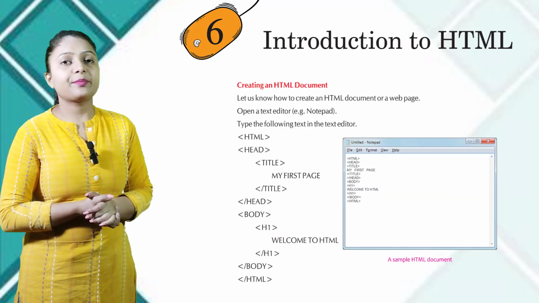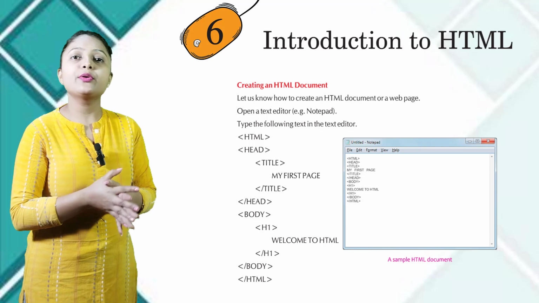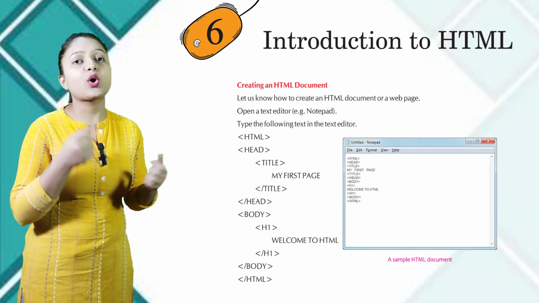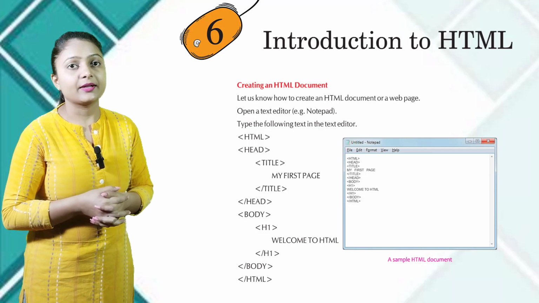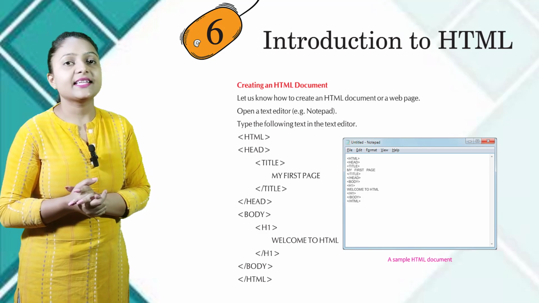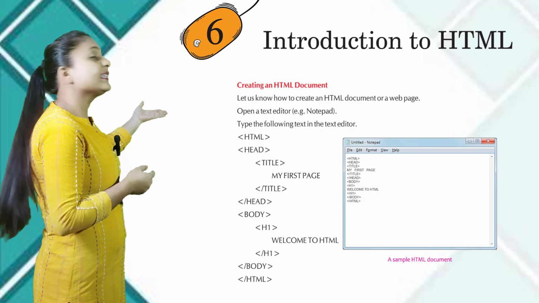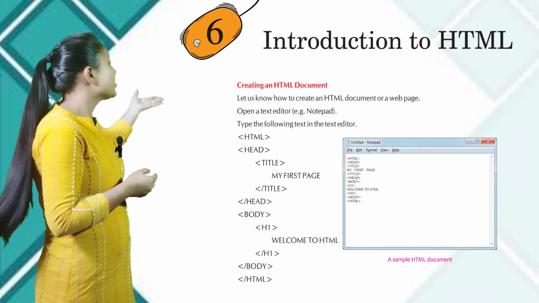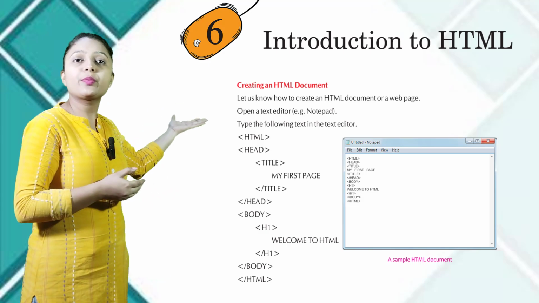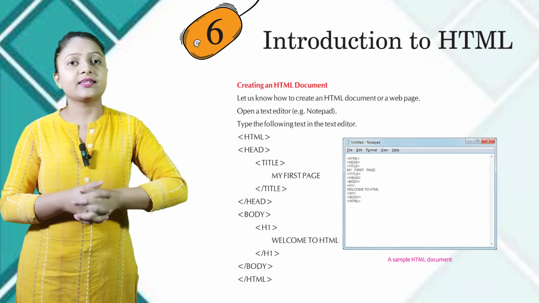Creating an HTML document. Let us know how to create an HTML document for a web page. Open a text editor, for example Notepad. Type the following text in the text editor. In this image, in this code, you can see how to type this code. Just type this code in your Notepad and you will be able to see the result.